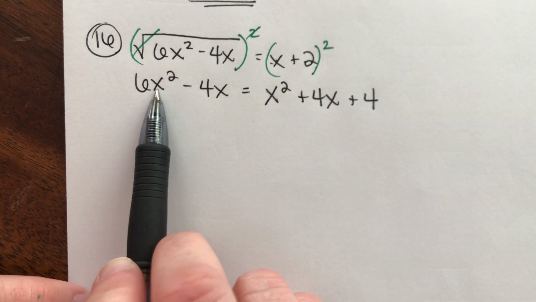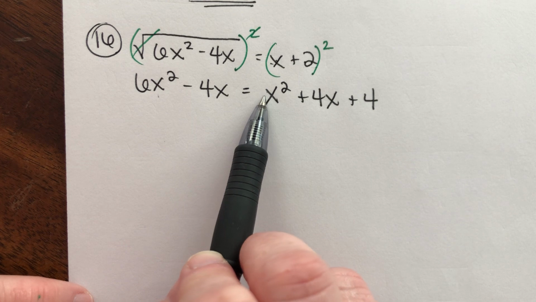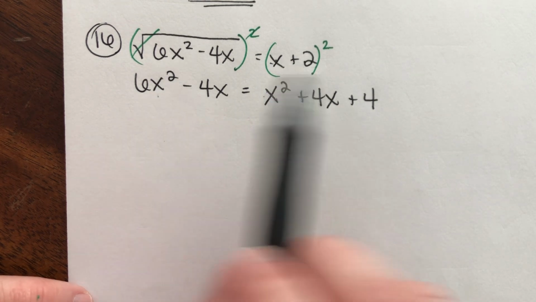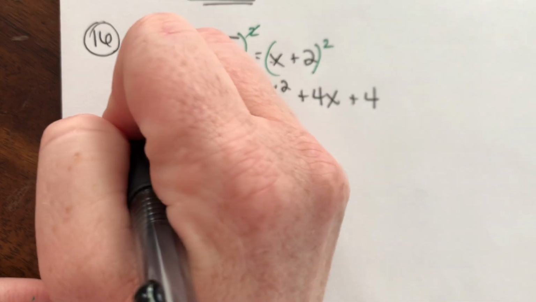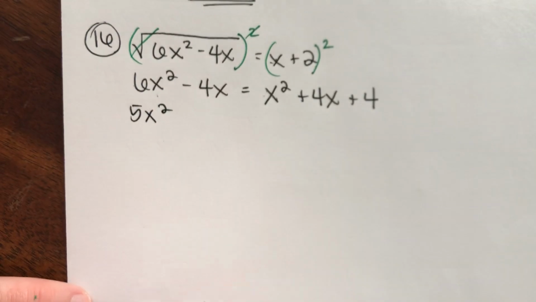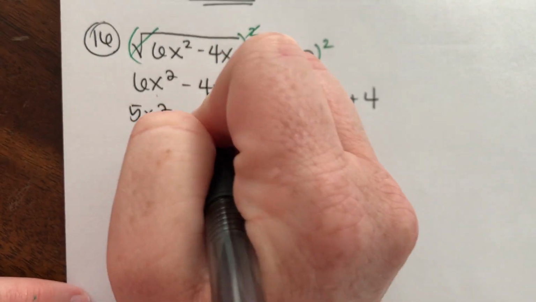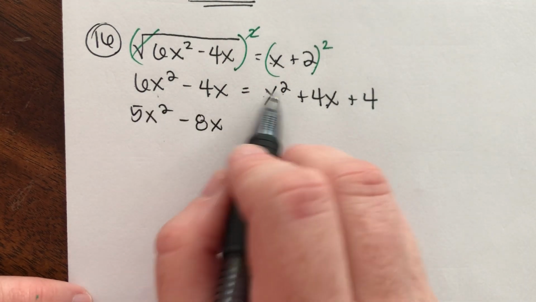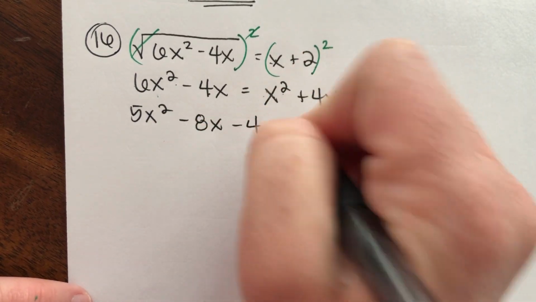Well, if I move this guy, if I get rid of this guy, I'm going to have a negative 5x squared. And I don't want negatives. I don't want a negative x squared term. So I'm going to subtract this. I'm going to move all of these over here. Okay, so 6x squared minus x squared is 5x squared. Negative 4x minus 4x is negative 8x. And then plus 4, so I'm going to subtract 4, and I get negative 4.